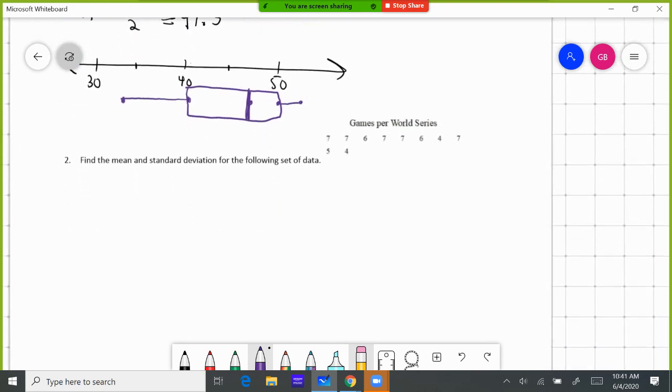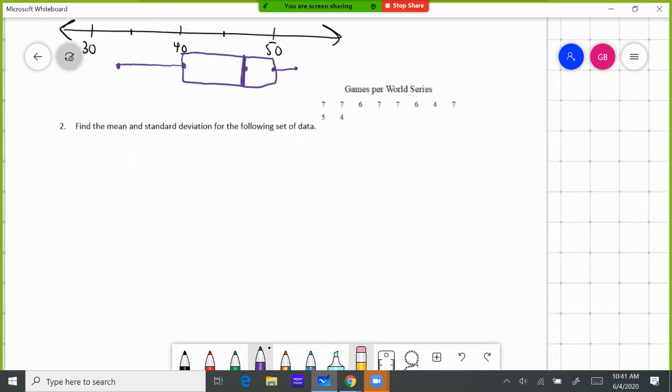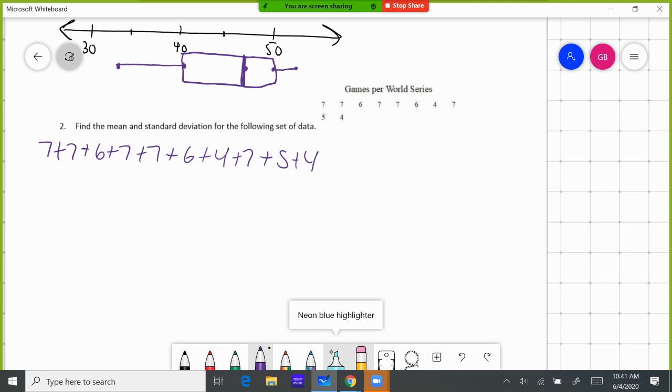Okay. Last one. Find the mean and standard deviation of this data set. So first we need to add up all the numbers and divide it by how many numbers we have. Plus 7, plus 7, plus 6, plus 7, plus 7, plus 6, plus 4, plus 7, plus 5, and plus 4 over 1, 2, 3, 4, 5, 6, 7, 8, 9, 10. Divide that by 10.